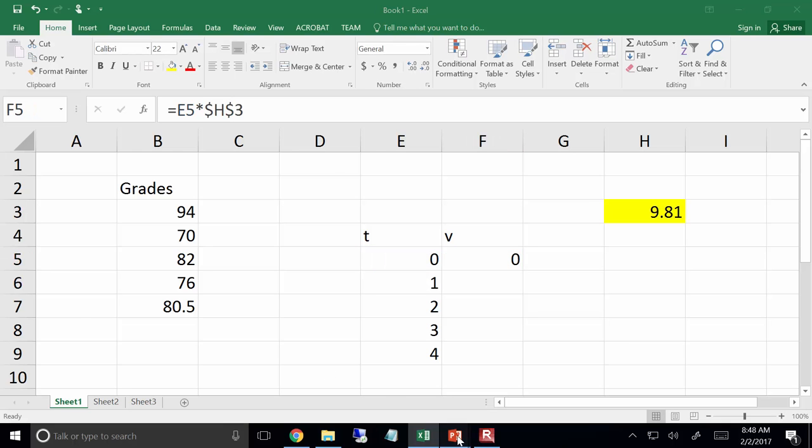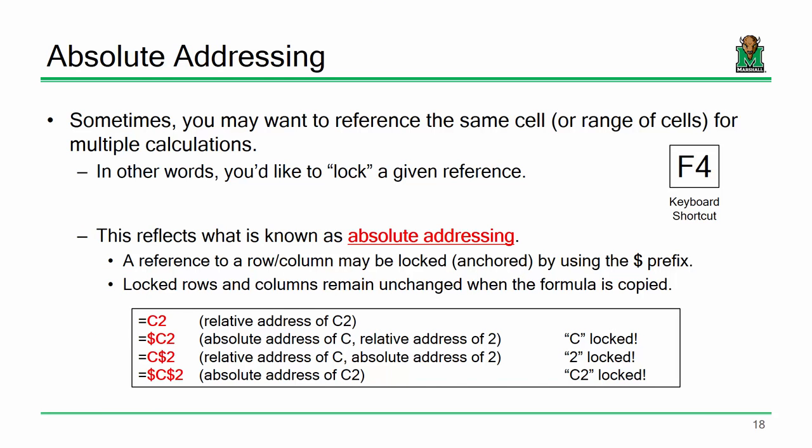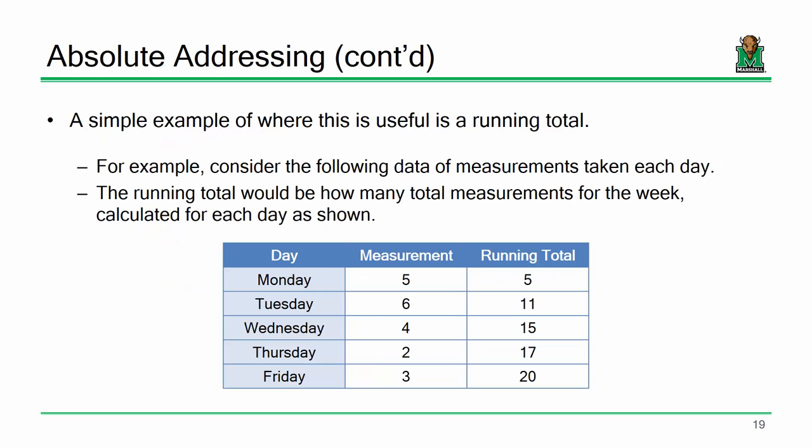Let's see. So I put here a little reference for you in the notes. So C2, that would be a relative address of C2. If I put a dollar sign before C, that would essentially mean that the C is locked. So anytime I move that formula, it will remain on column C. If the dollar sign's before the 2, anytime I move that formula, it will stay on row 2. And if it's $C$2, it ain't going anywhere. All right? Sound good?